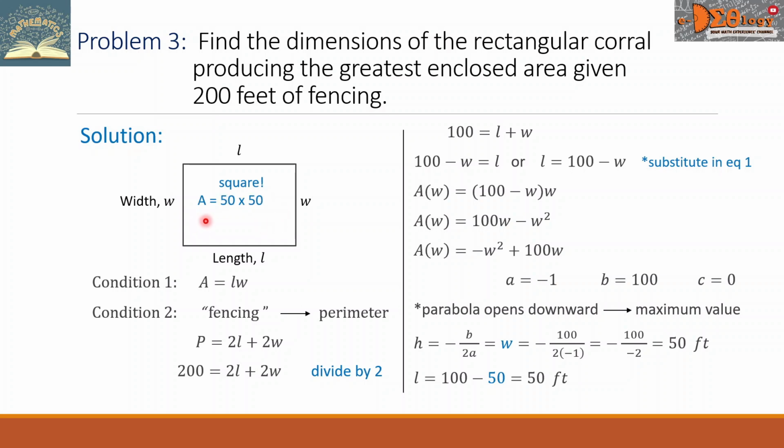Just in case we want to know the area, we multiply the width by the length. So 50 times 50. And the answer is 2,500, and the unit of measurement is square feet.